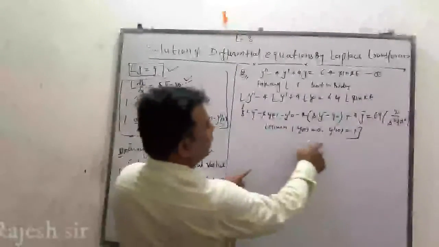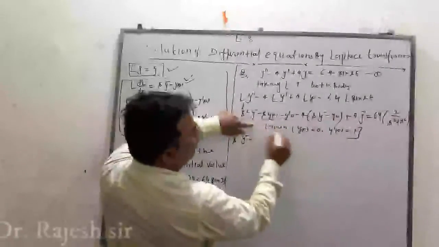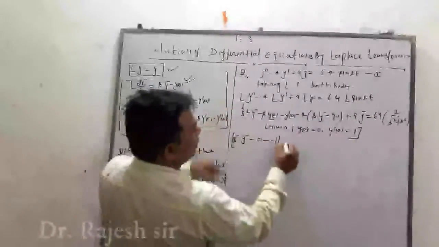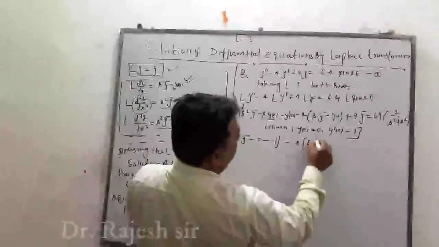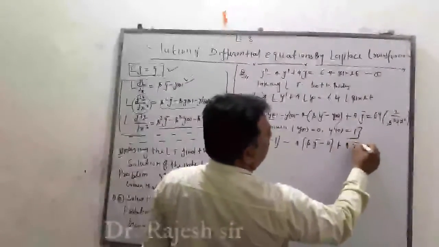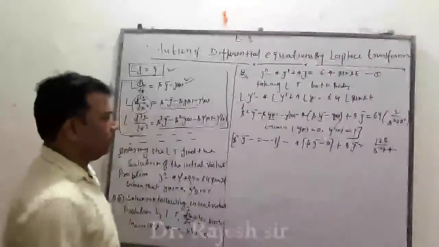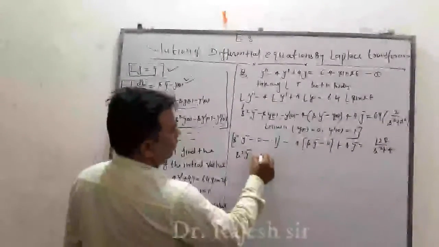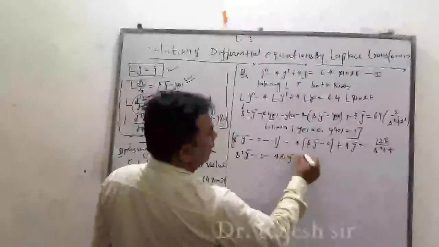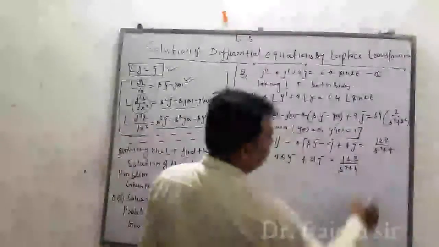So putting these conditions in this step: s square y bar minus y0, which is 0, minus y dash 0, which is 1, minus 4 times s y bar minus y0 which is 0, plus 4 y bar equals 128 upon s square plus 4. So s square y bar minus 1 minus 4 s y bar plus 4 y bar equals 128 upon s square plus 4.